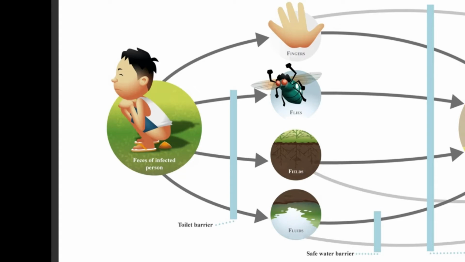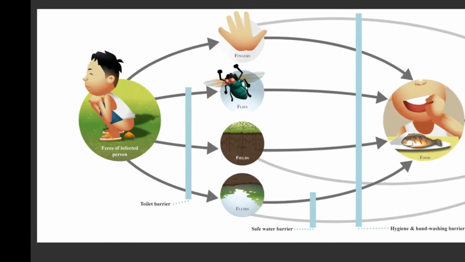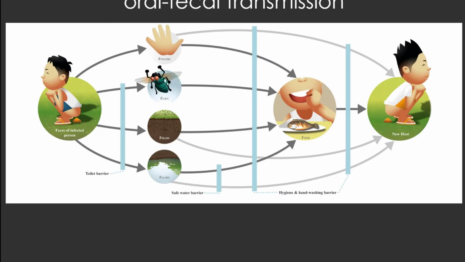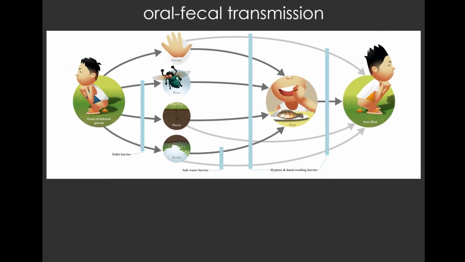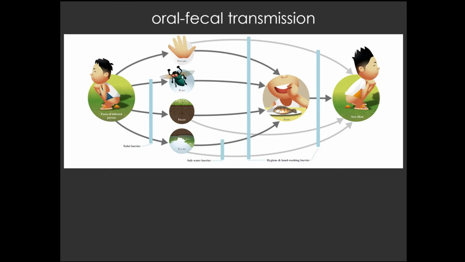It can be that vectors like flies or other arthropods will land on the fecal material and transmit that to you. It can be transmitted through the soil. It can be transmitted in water. And there is lots of applied microbiology going to trying to stop oral fecal transmission, either because of toilet barriers or water barriers, and then what you can do yourself to protect you from these orally fecally transmitted diseases is hygiene and hand washing.